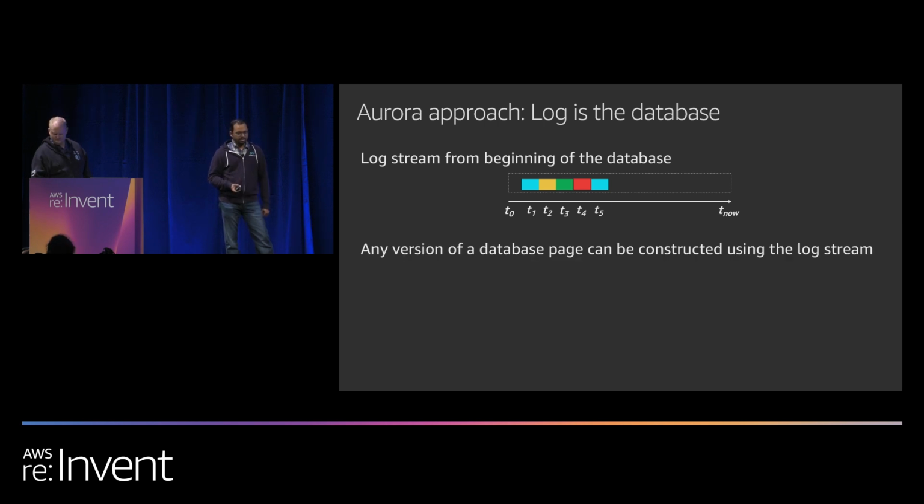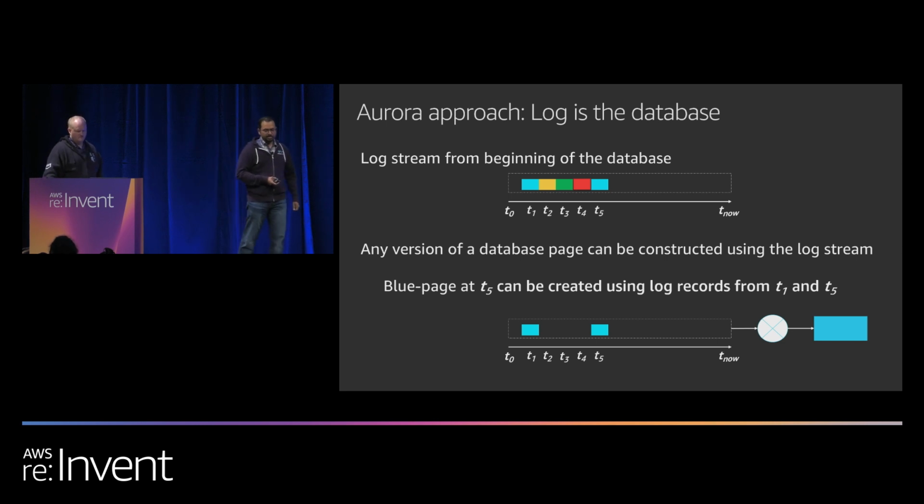Okay. So let's see if we can recover a page. Any version of a database page can be constructed using this log. In this particular example, we try to recover the state of a page, which I call the blue page. And all we need is the log records from time T1 to T5. Essentially, you take the log records, replay them, and produce a new version of the page image. So you can imagine that any version of any page can be recovered if you have the log stream from time 0.